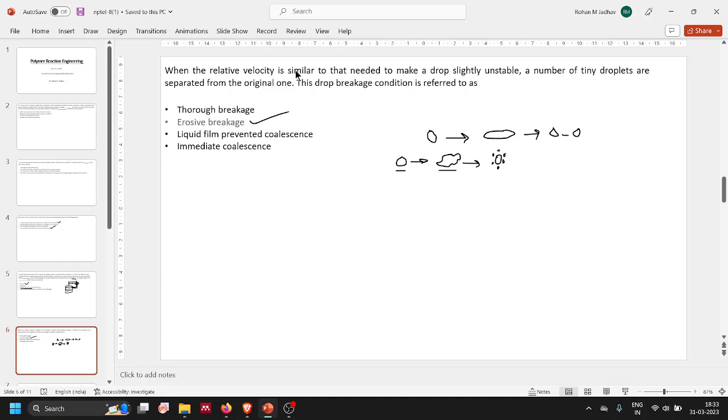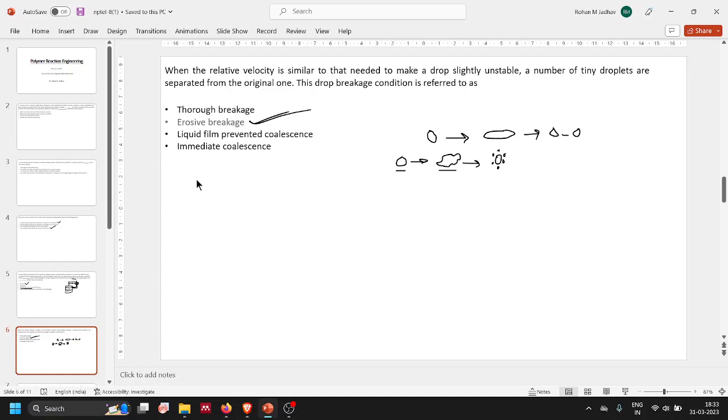So when the relative velocity is similar to that needed to make a drop slightly unstable, which means it is deforming the droplet a bit and making it non-spherical, the number of tiny droplets formed will be through the erosive breakage mechanism.